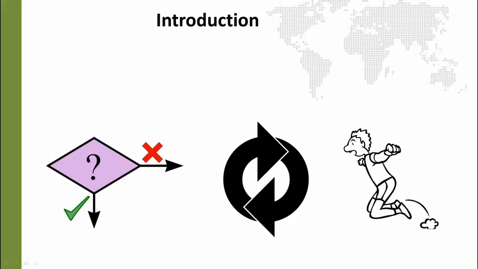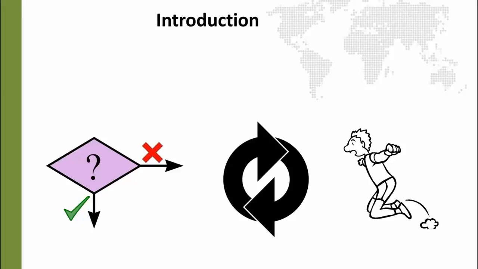Control statements are a very important part of any programming language. Without control statements, there isn't much that we would be able to actually do in our programs. Control statements allow us to be able to branch to different parts of the code, to be able to loop through the code, and to be able to jump to different areas of the code.